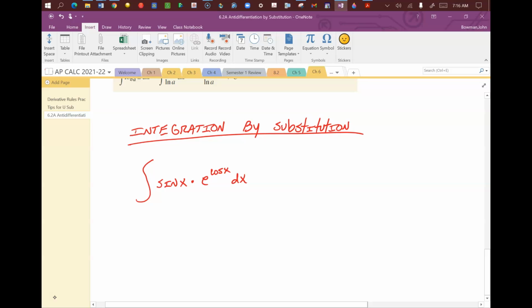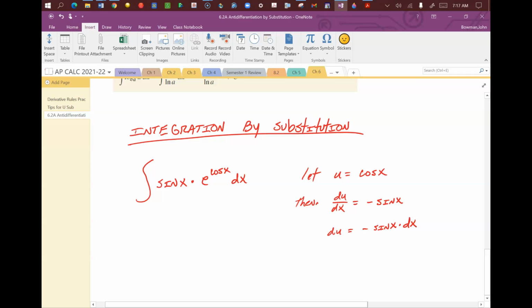So what we're going to do is we're going to let u equal cosine of x. Okay, and why did I pick that? Well, you'll see in just a minute, and this is the tricky part where you need to practice this to get better at seeing what substitutions to make. So if u is cosine x, then we know that du dx is equal to negative sine of x, which means that du is equal to negative sine of x times dx.